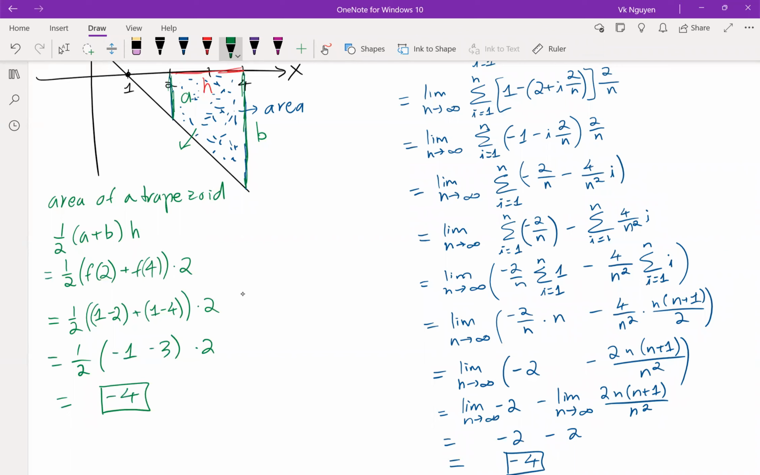Pretty cool, huh? One thing that I want you to know from these two examples is that if the area is above the x-axis, then it will be positive. If the area is below the x-axis, then it will be negative.